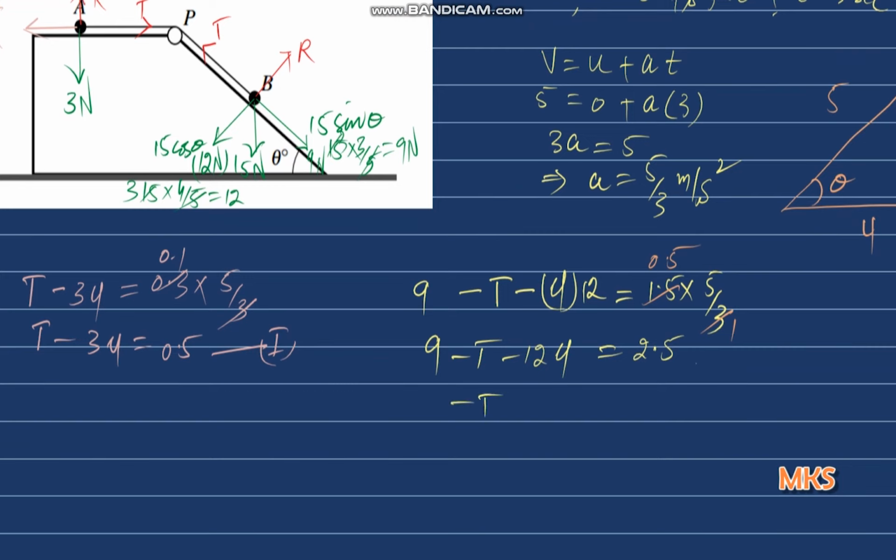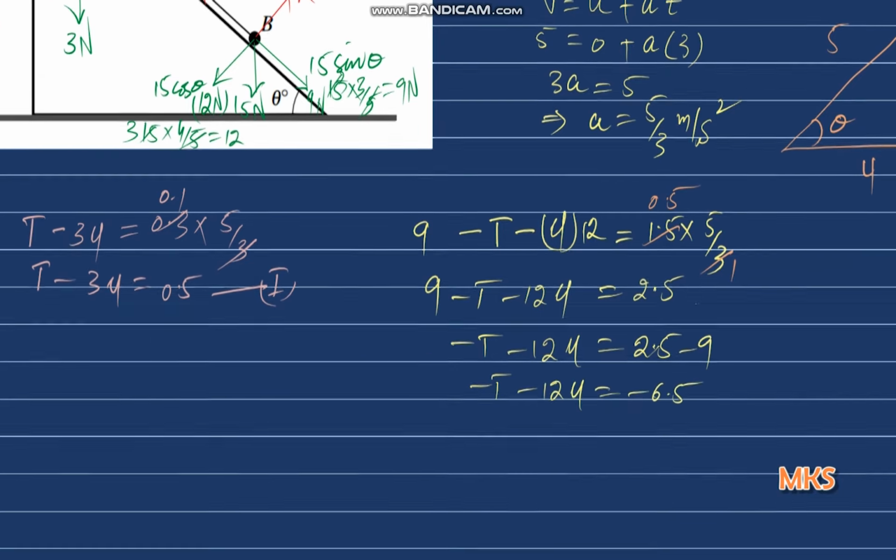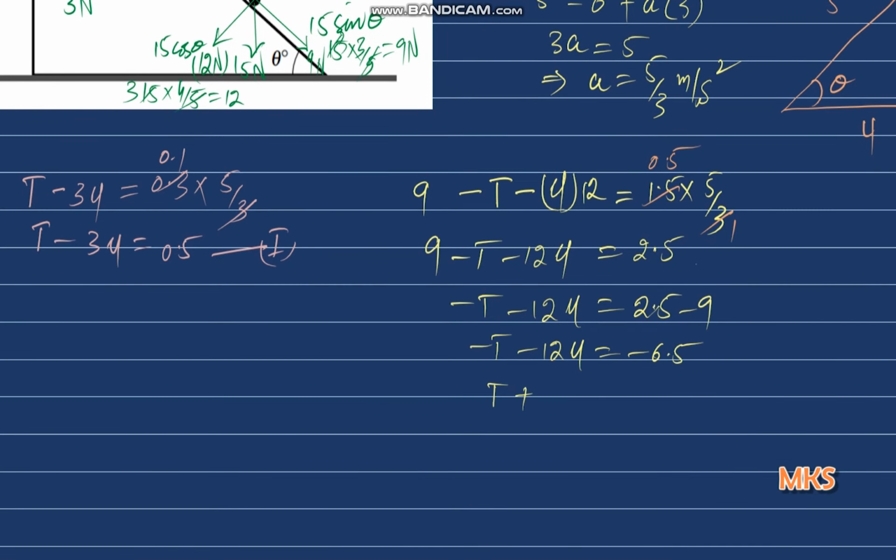Minus T minus 12 mu is equal to 2.5 minus 9. That will be minus T minus 12 mu is equal to minus 6.5, or we can say T plus 12 mu is equal to 6.5. This is the second equation.